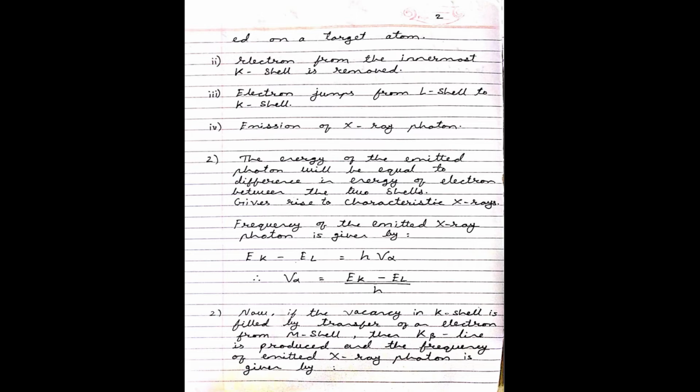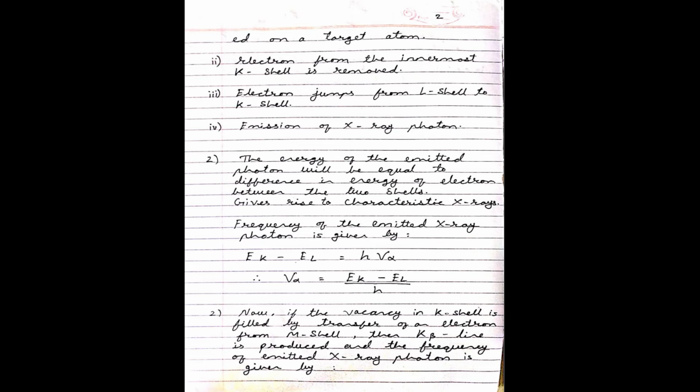The energy of the emitted photon will be equal to the difference in energy of the electron between the two shells. These are the photons which give rise to characteristic X-rays. The frequency of the emitted X-ray photon is given by energy of K level shell minus energy of L level shell is equal to h nu alpha. Therefore, nu alpha is the frequency of the alpha line, as a greater wavelength means longer wavelength. Nu alpha is equal to energy of K shell minus energy of L shell upon h.